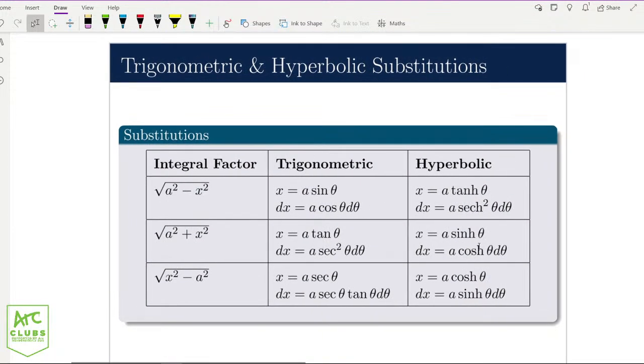Then moving on to the next type of integrals, we have integrals that involve trigonometric or hyperbolic substitution. This is a table that summarizes the substitutions you need to use for each integrating factor that you might encounter. Trigonometric or hyperbolic, it doesn't really matter. Whichever one you feel comfortable with, you can substitute it in.